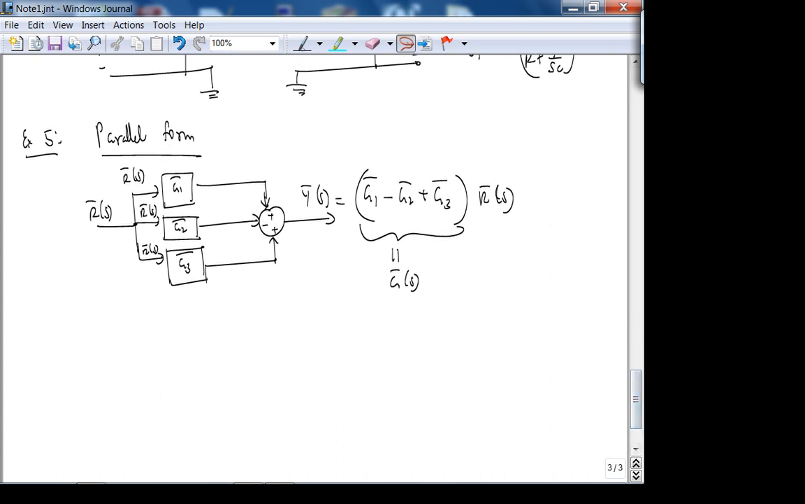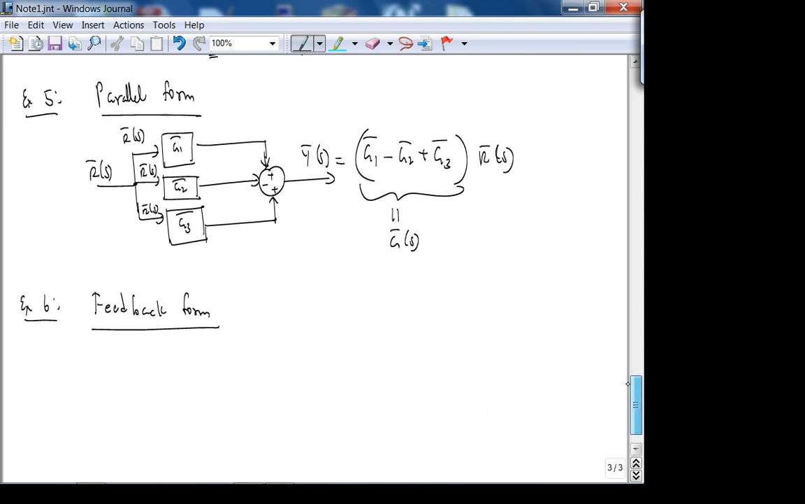So let's look at the feedback form again, which we looked at last week, because there's a terminology from the book which I want to address. That is, what is the open loop gain? So here is our feedback form, plus, let me do minus.